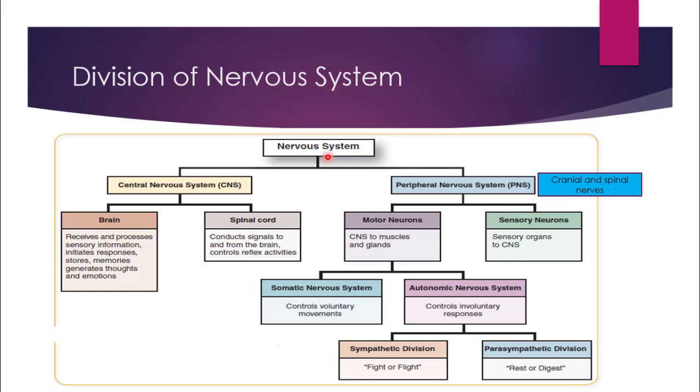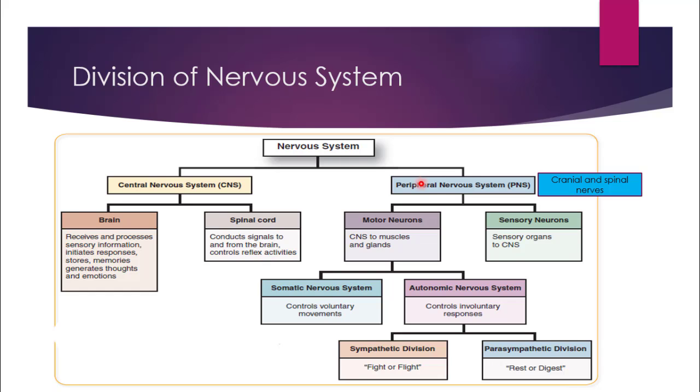The nervous system is first of all divided into the central nervous system and the peripheral nervous system. The central nervous system consists of the brain and spinal cord. The brain in your body receives and processes sensory information. It can initiate the responses. It stores the memories, and generates your thoughts, ideas and emotions. The spinal cord conducts the signal to and from the brain, and it controls the reflex activities.